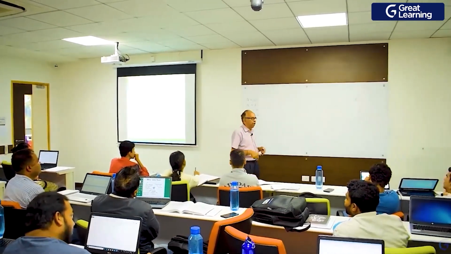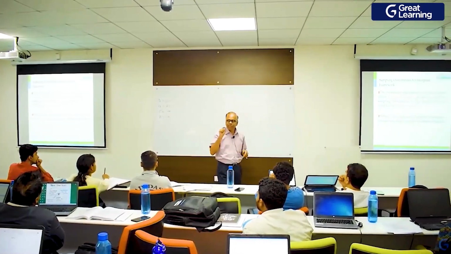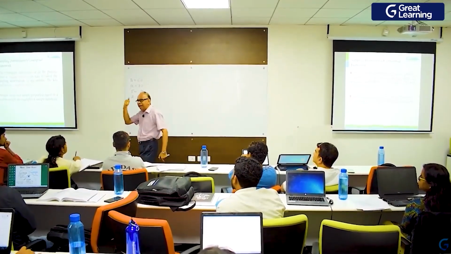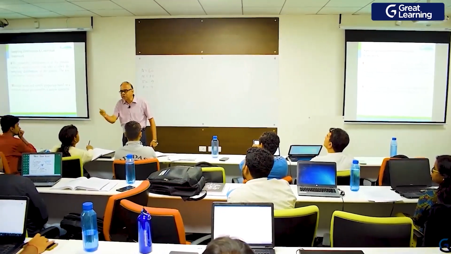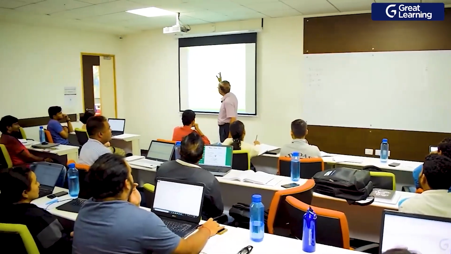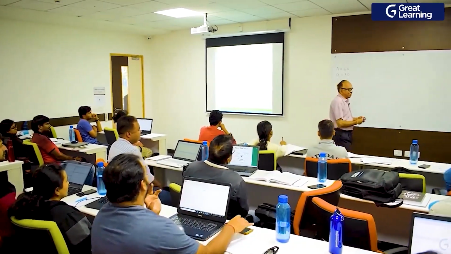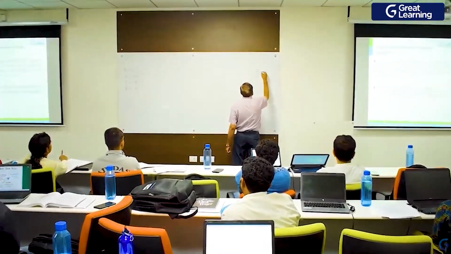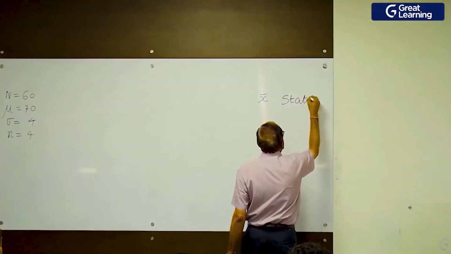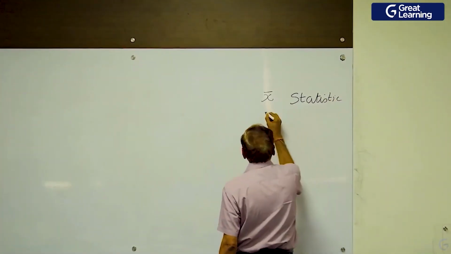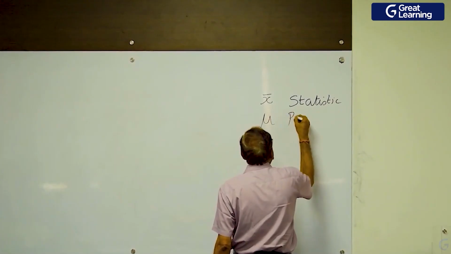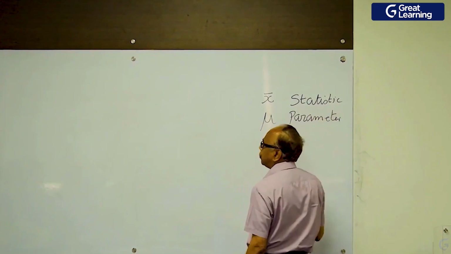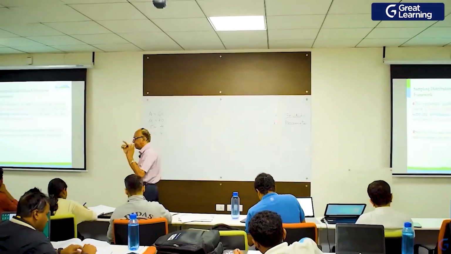For every sample of 4 observations that I have selected, I compute the mean X bar, and then I would have generated a number of X bars. I'm asking the question, what is the distribution of X bar? That is called the sampling distribution. And in statistics, X bar is called a statistic. Mu is a parameter, because this is the population. This is a broad concept.